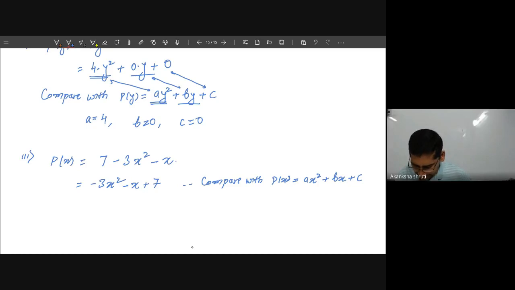The polynomial p(x) has the standard form ax square plus bx plus c. This means minus 3 is our a, since it is negative. So a is equal to minus 3. Here minus of x, here plus of bx, means b is minus 1, and here plus c, so c is 7.